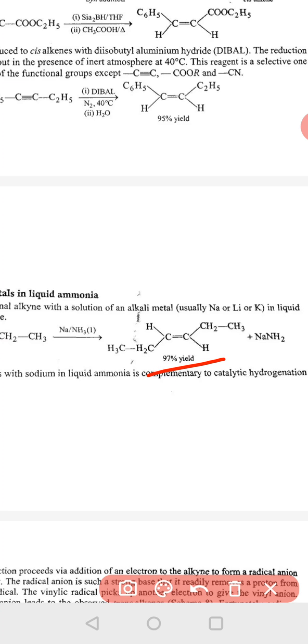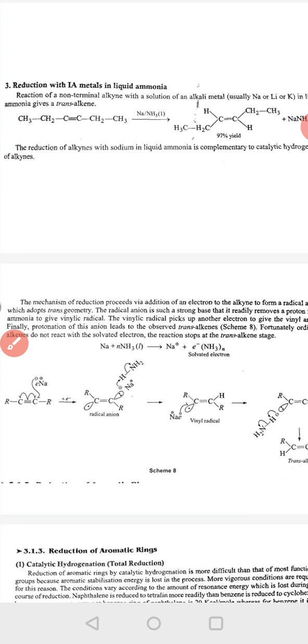Comes to the mechanism part of this reaction. The mechanism of reduction with sodium or group 1A metals in liquid ammonia proceeds via addition of an electron to the alkyne in the first step, and this addition of an electron to the alkyne forms a radical anion. This radical anion adopts a trans geometry. The radical anion is such a strong base that it readily removes a proton from ammonia to give a vinylic radical.